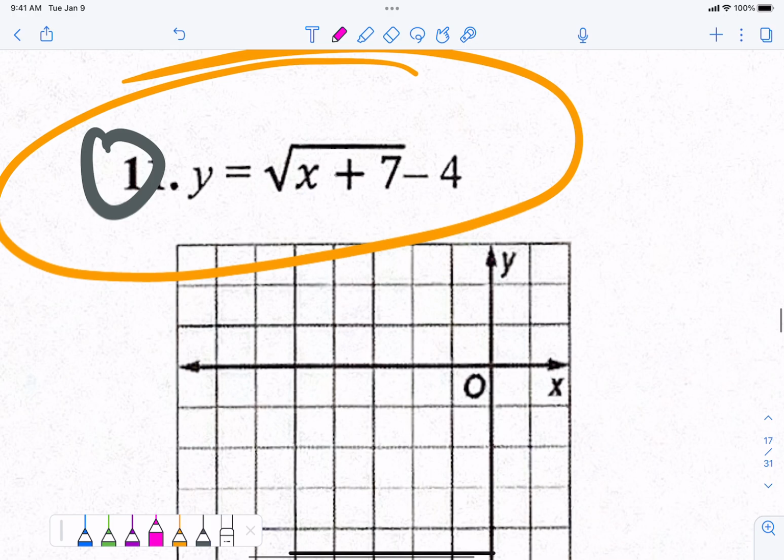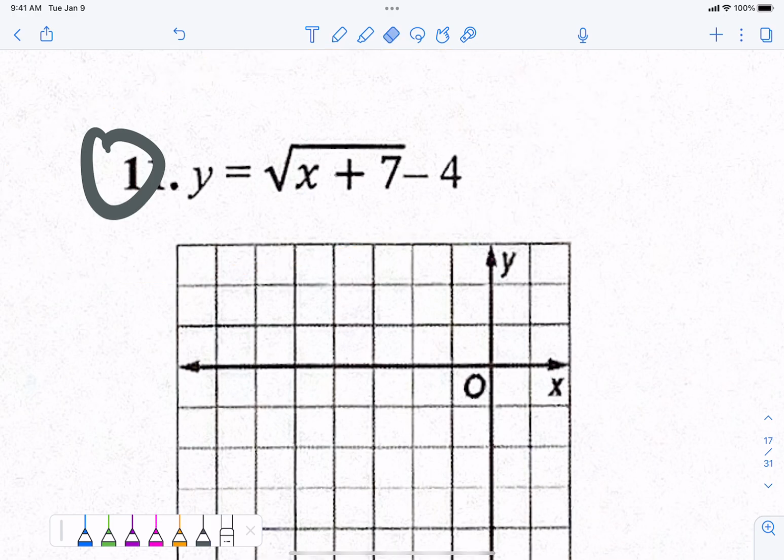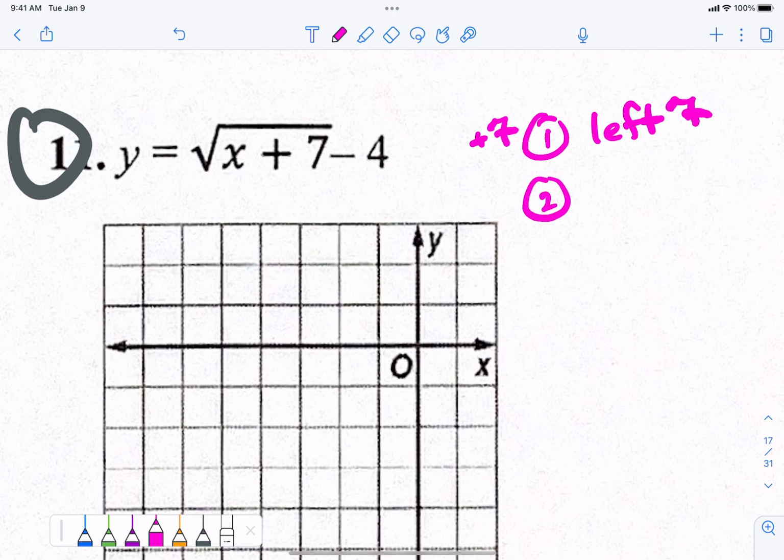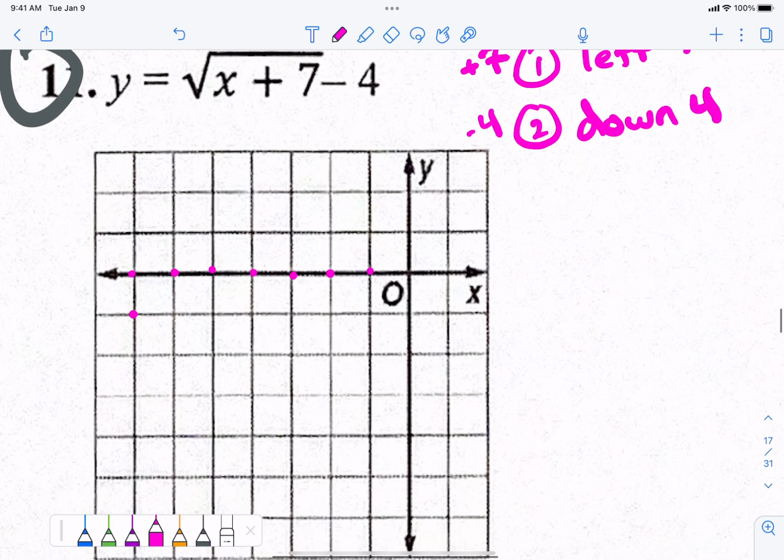All right, let's go to number 11. Identify the transformations. How many things are happening on 11? 2. Okay, which one's happening first? The plus 7. How does that move? Left. Okay, it moves left 7. All right, what's the minus 4 do? Down 4. Okay, so I'm going to go left 7: 1, 2, 3, 4, 5, 6, 7, and down 4: 1, 2, 3, 4. That's where my new dot is going to be.